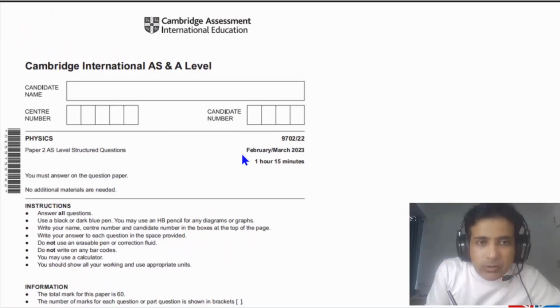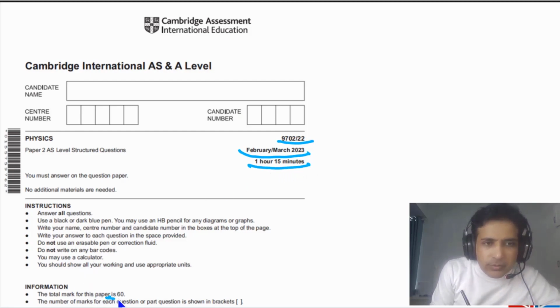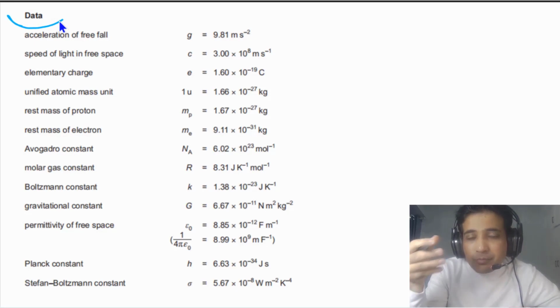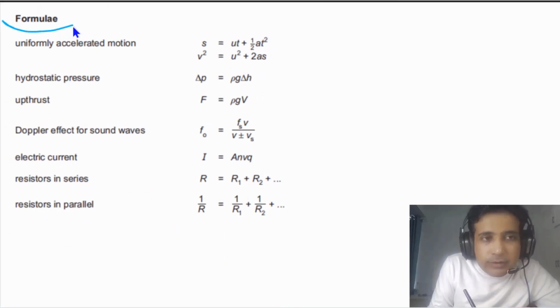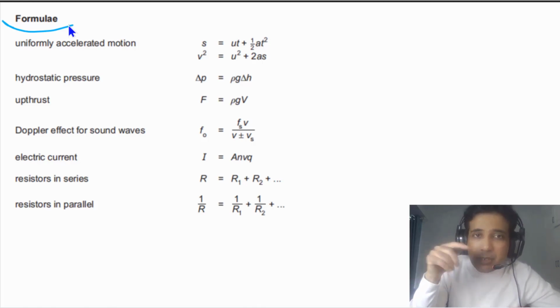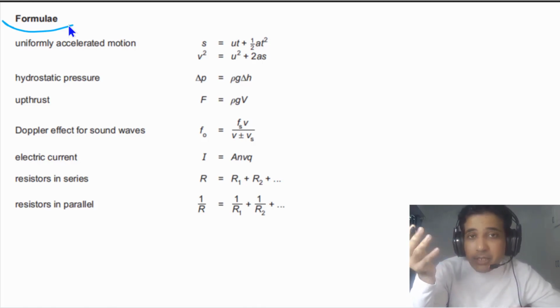In today's class, we are talking about March 2023, paper 2, variant 2, and the total time for this exam is 1 hour and 15 minutes. The total mark for this paper is 60. On the second page of the exam paper, some important data is given to you, meaning values of some important constants. If you need the value of any constant in your exam, you can come to this page and find it. On the second page, you can also find some important formulae, but these are not all the formulae you need for AS physics. So in the exam, if you have forgotten any formula or you just want to double check, you can come to the second page and find some basic and important formulae.